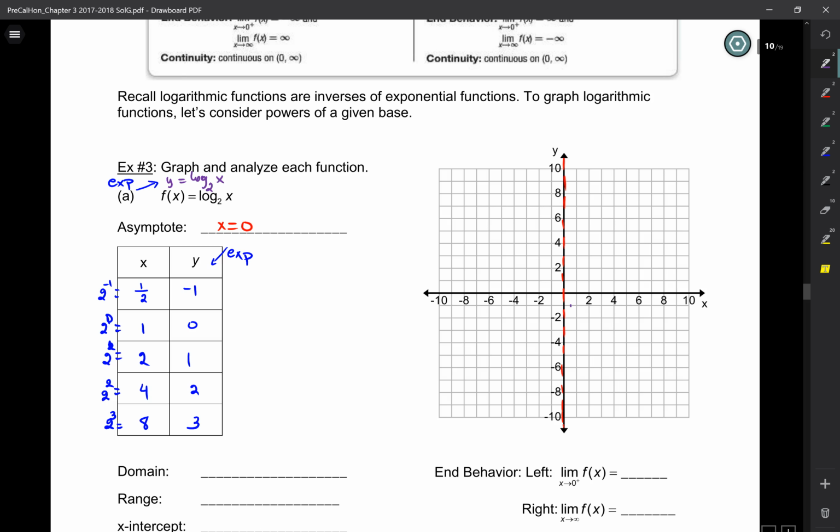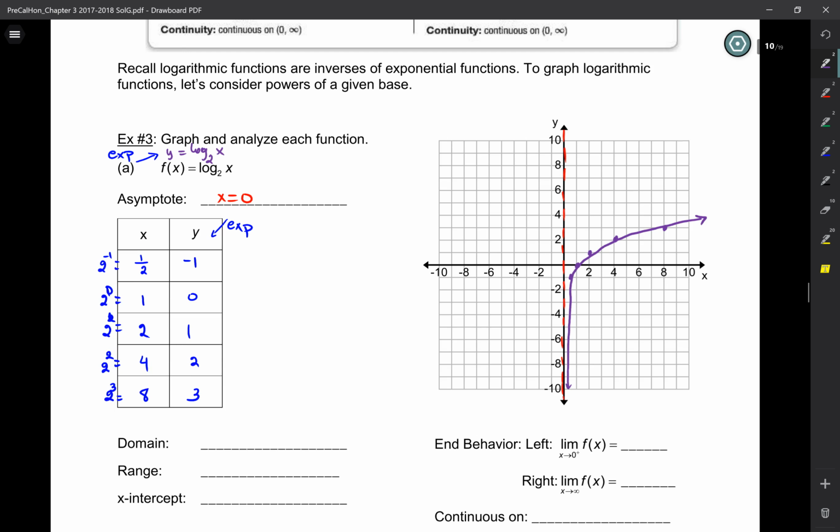When x is 1/2, y is -1. When x is 1, y is 0. When x is 2, y is 1. When x is 4, y is 2. When x is 8, y is 3. Okay, and you know there is an asymptote here. So look. You see that? Isn't that cool? The asymptote?